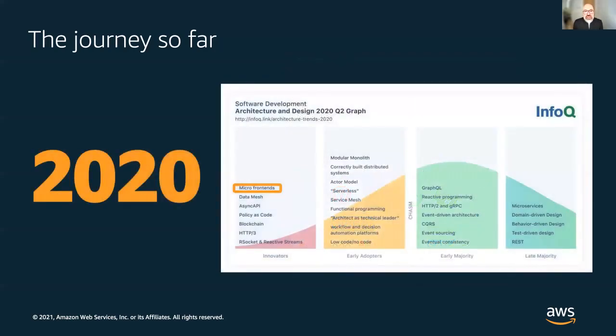In 2020, we finally started to see Microfrontends as a trend. In fact, InfoQ, in their architecture and design report, put Microfrontends in the innovators part of the bell curve. It's very interesting because, as you can see in recent years, Microfrontends are now at the early adopter stage. And that's great because it means that more and more organizations are implementing this architecture pattern, and it is extremely interesting.